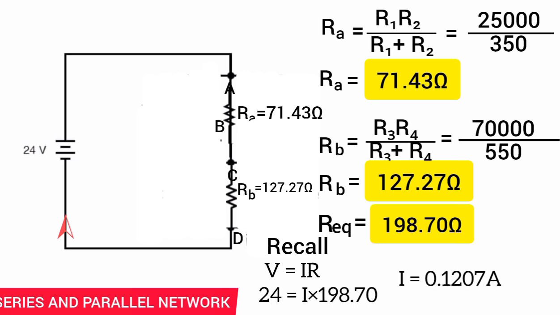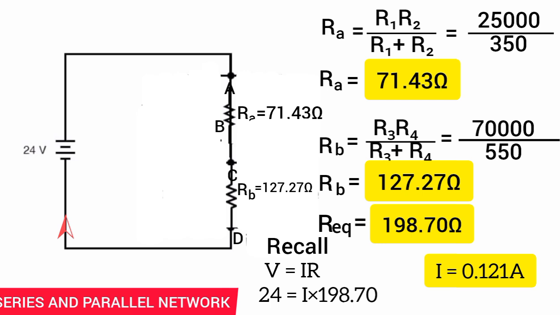So 24 divided by 198.70 gives us 0.1207, which is approximately 0.121 ampere. So the total current in this circuit is 0.121 ampere. Is that okay now? So in most cases, this is how you can achieve the total resistance, or the equivalent resistance, in the circuit. And this is how we calculate the total current.